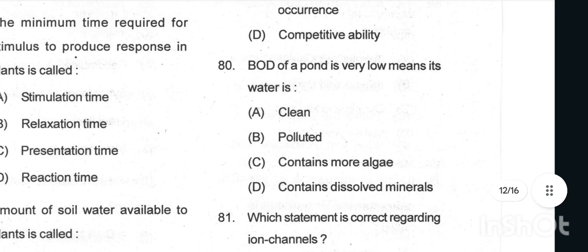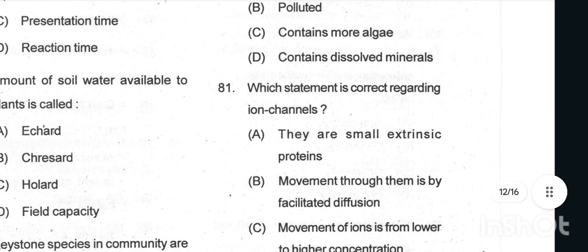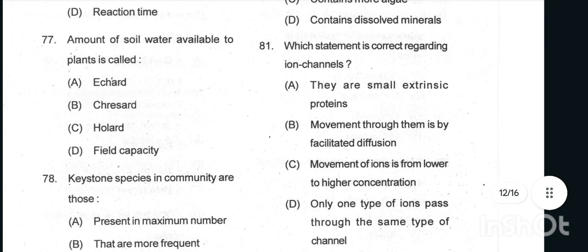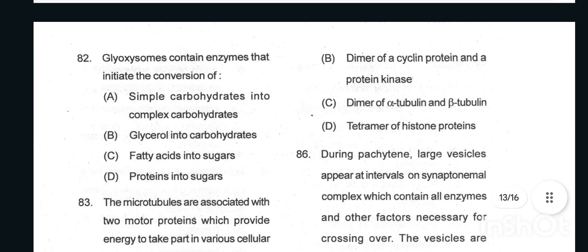Then question number 80, BOD of a pond is very low means water is clean and pure. Which statement is correct regarding ion channel? Regarding ion channel, the correct statement: their extrinsic movement through them is facilitated movement of ion from lower to higher. Only one type of ion pass through same type of channel. So here the correct answer is movement through them is by facilitated diffusion.